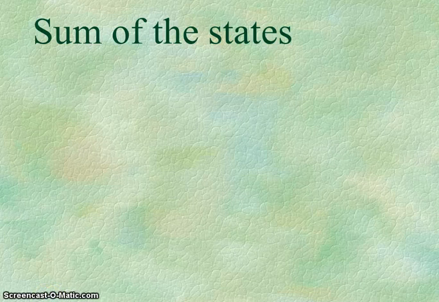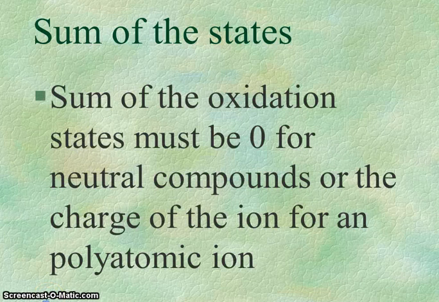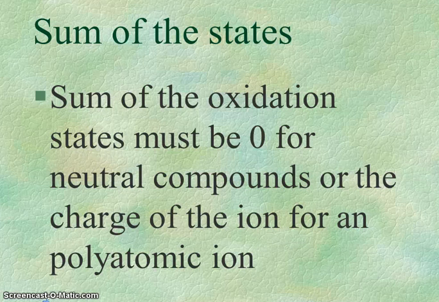Our last rule is going to help us to figure out the oxidation state on any other type of atom, because the sum of the oxidation states must be 0 for a neutral compound, and the sum of the oxidation states on a polyatomic ion must add up to the charge on that polyatomic ion. So here are some examples.